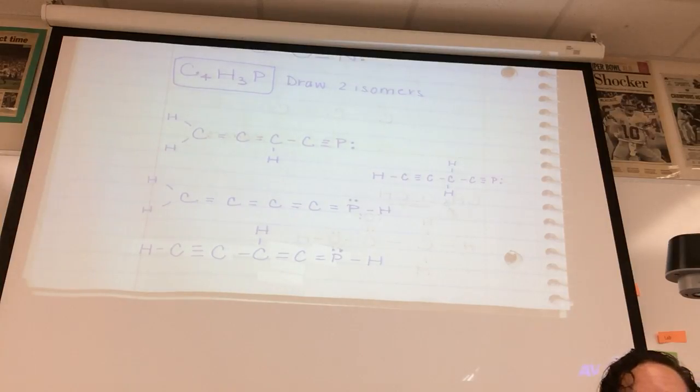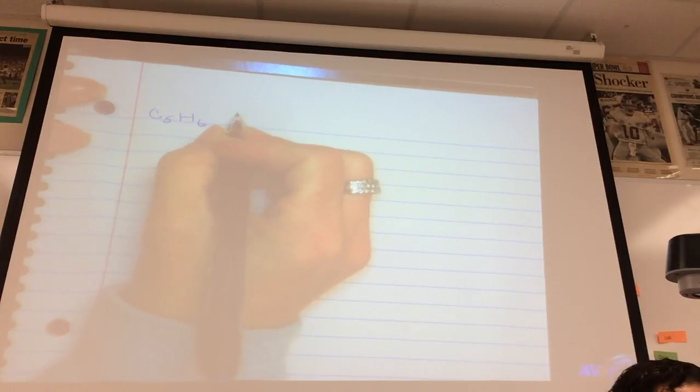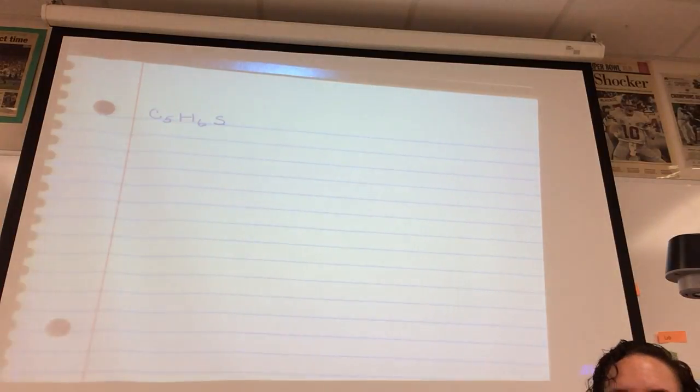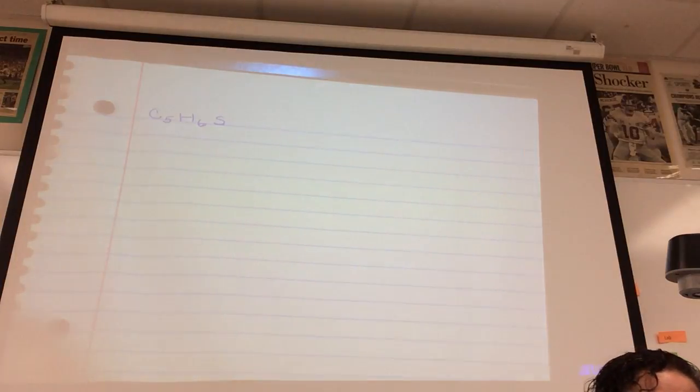All right? This is how you draw compounds with multiple bonds. I think with some practice, you will master the concept. Usually the kids like drawing compounds. They think it's very fun. There's one more in your notes. And we'll give it a try in a couple minutes.